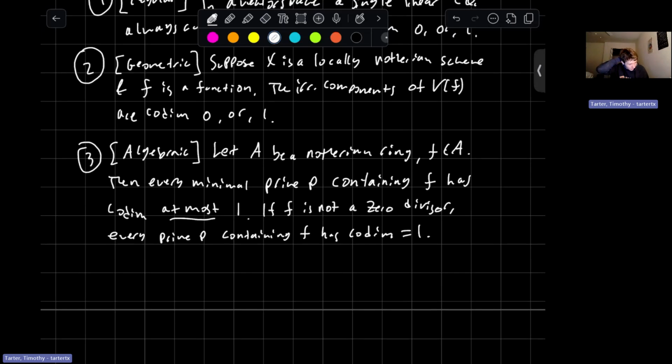For example, locally principal closed subschemes have codimension 0 or 1, and effective Cartier divisors have pure codimension 1. Here's another example, which you could certainly prove directly without the PIT. Okay.